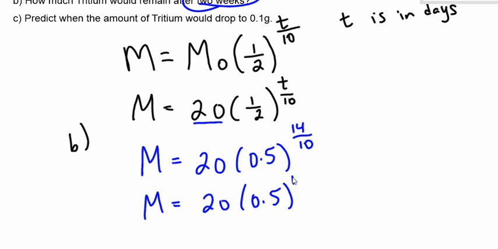14 divided by 10 is 1.4. So in my calculator, I'll do 0.5 to the exponent 1.4, and then multiply that by 20, and I'll get 7.6 grams. So make sure that you know how to use your calculator properly, because hopefully that's a fairly straightforward question.